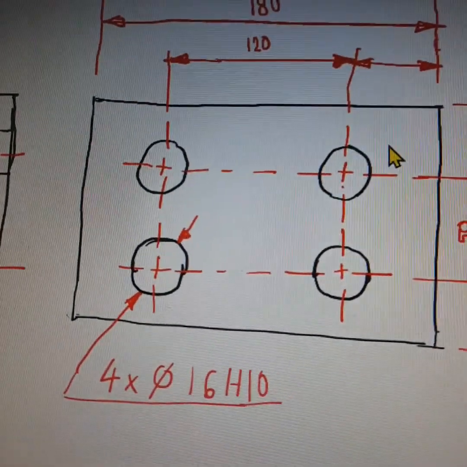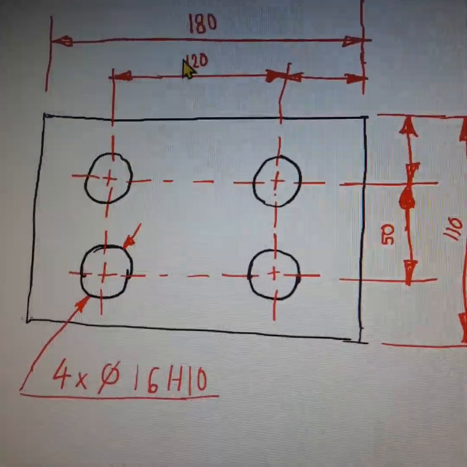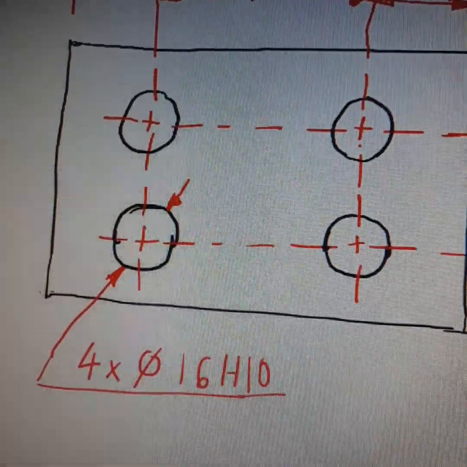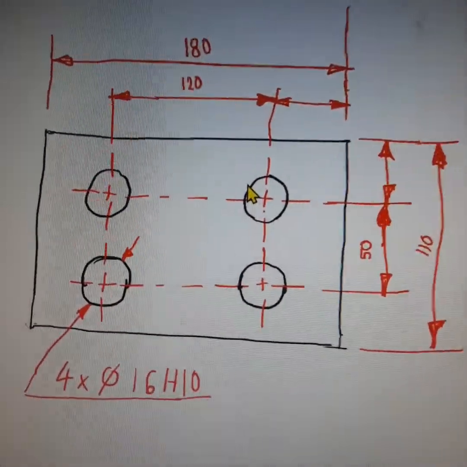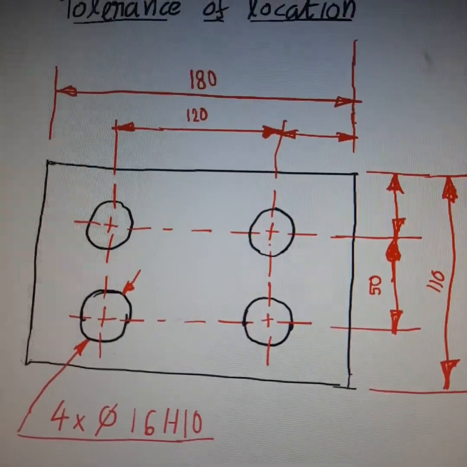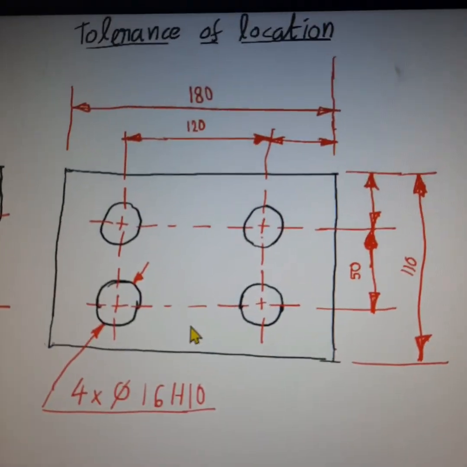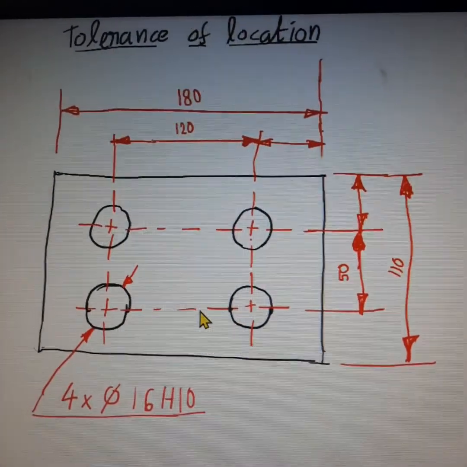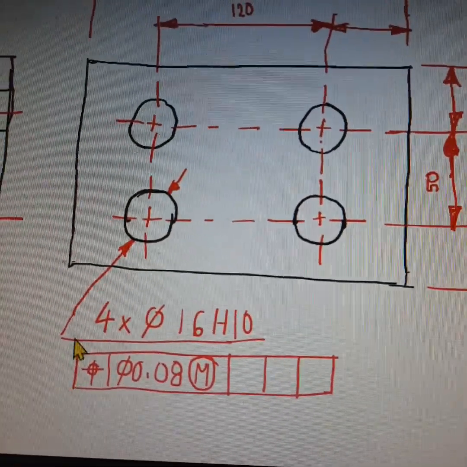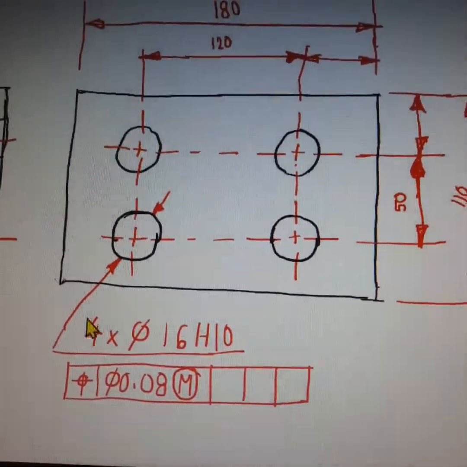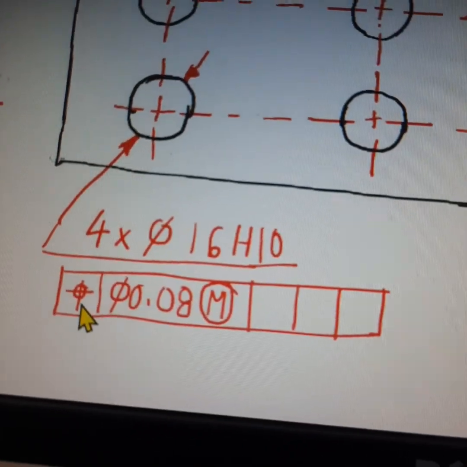We want to locate the hole within a center to center distance of 50 by 120. The hole cannot be located by exactly 50 by 120 mm. We have to allow for some error by assigning a tolerance, position tolerance. So position tolerance is assigned by introducing a feature control frame near to the size of the hole. Then we have to introduce the position tolerance.